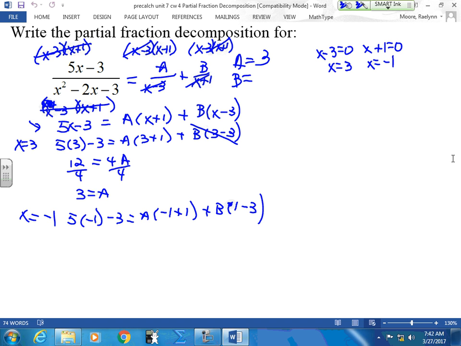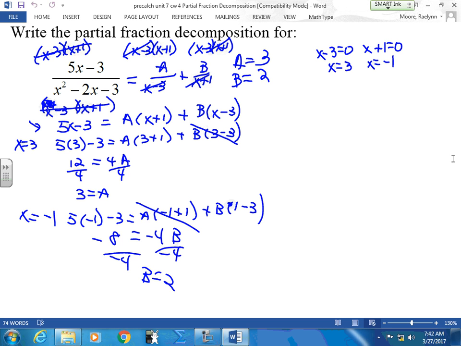What does this give me? Negative 8. Which one eliminates here? A. That's the 0. And what does b become? That's a negative 1. Good. So I'm going to divide by a negative 4, and b is equal to 2. That part's good. All I need to do is rewrite this.